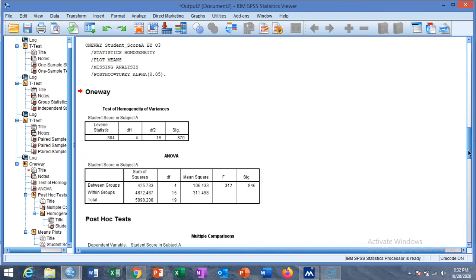So we have no need to conduct a post hoc test or to compare pairwise differences between the means, as the means are the same. Our null hypothesis was that the five groups have the same mean, H naught: mu1 is equal to mu2 is equal to mu3 is equal to mu4 is equal to mu5, and we accept the null hypothesis as the p value is 0.846. So we have no need to conduct a post hoc test.